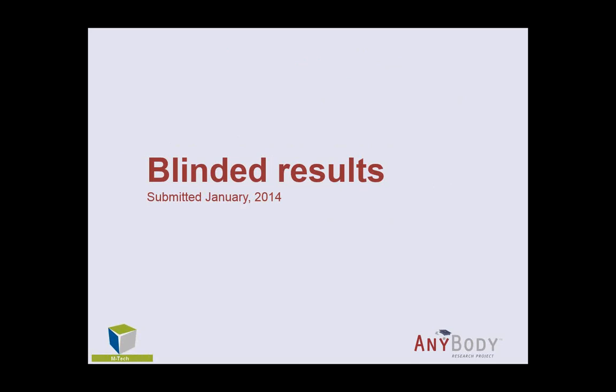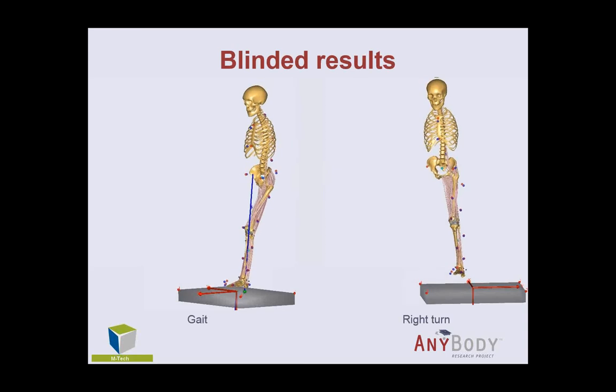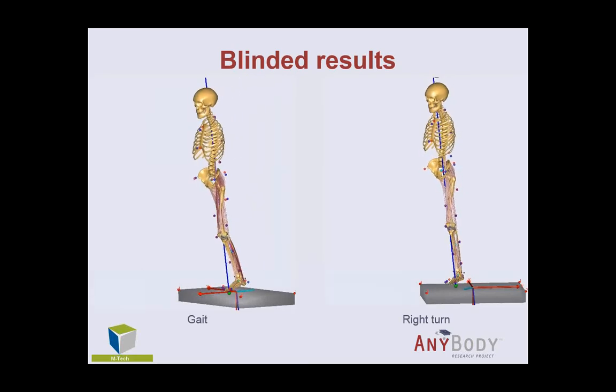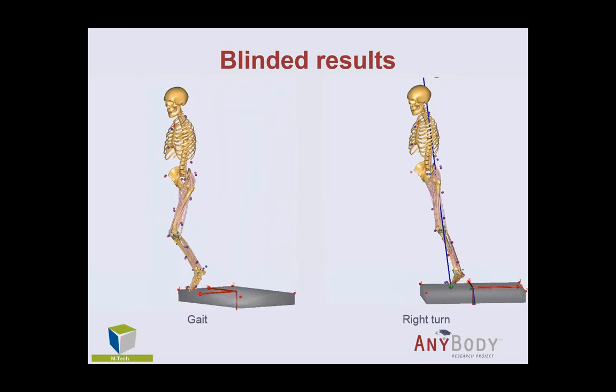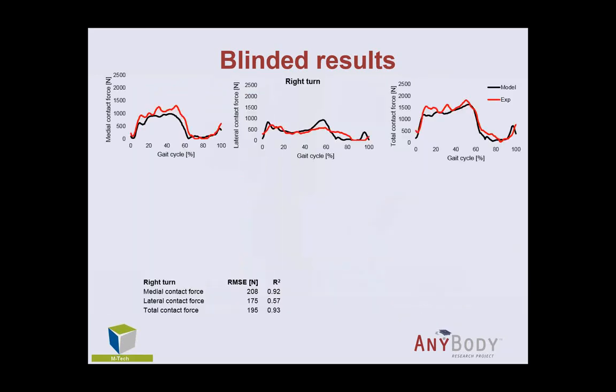So what did we then get for our blinded results? These were submitted in January 2014, early in the year, and the data was released in September last year, so that was around 4 months after the release date. So what did we get? Again, we have these two trials: a normal standard gait trial, and this right turn, where you're stepping on a platform and then going to the right. So the blinded results, let's take the right turn first.